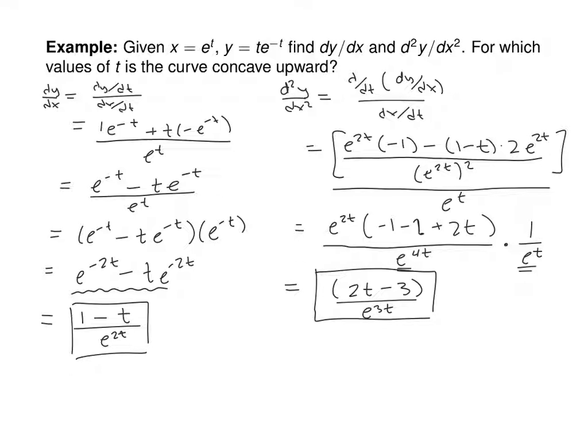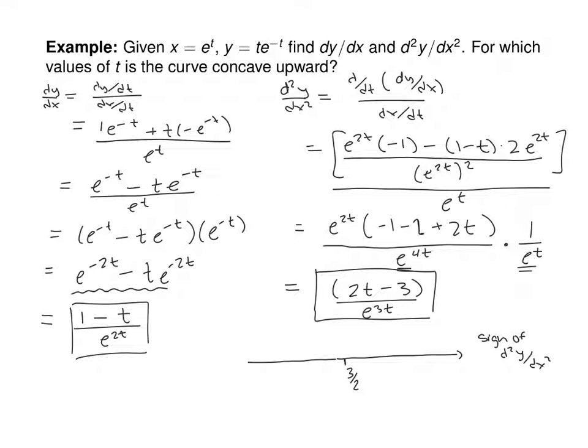We would like to figure out when this curve is concave up, for which values of t. So we make a number line. We're going to talk about the sign of the second derivative. And we need to figure out when the derivative is 0. Well, it's 0 only at 3 over 2. And it's never undefined because e to the 3t is never 0.